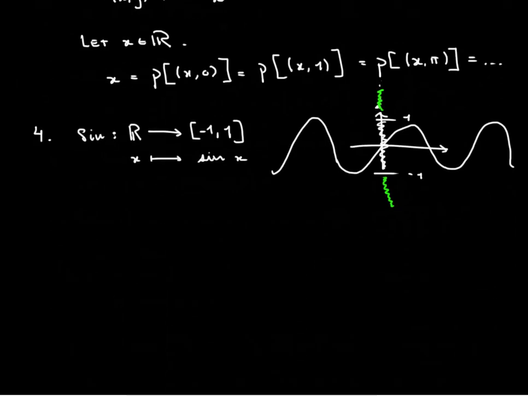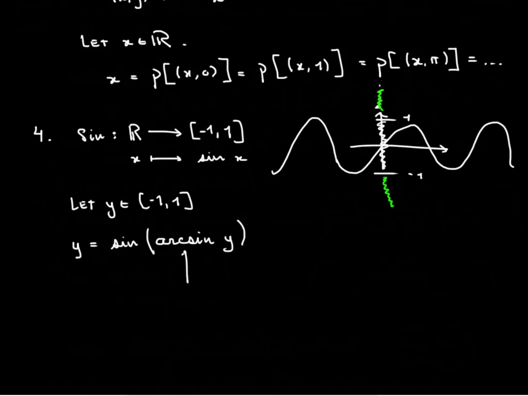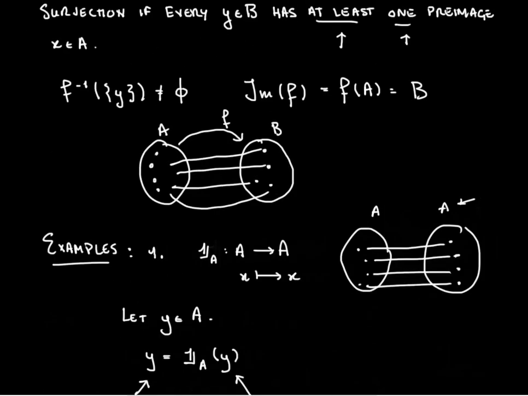In this case, if we take an element y that is in our interval, we can write y as sine of arcsine of y. Now this here, arcsine, is the inverse function of sine. And there is a certain relationship that we want to investigate: the relationship between inverse functions, the fact that a function is an inverse, and the notion of surjection and injection. So this is something that you can look forward to in future videos.